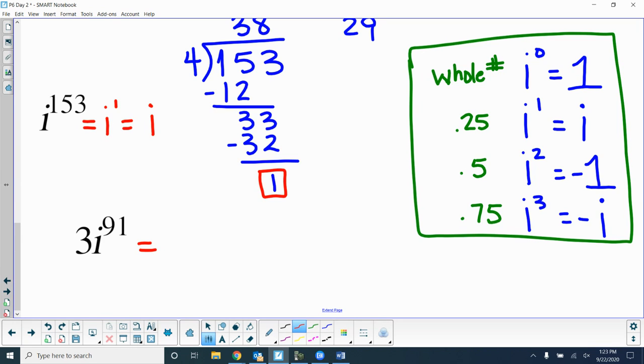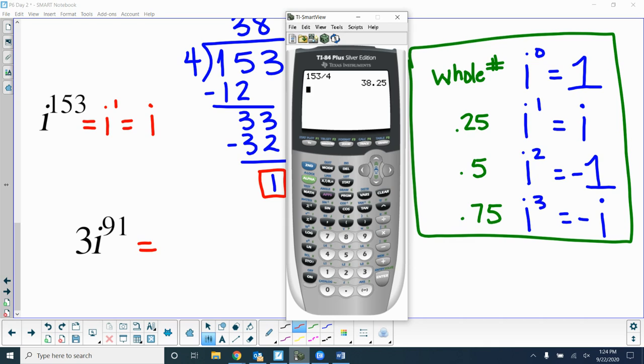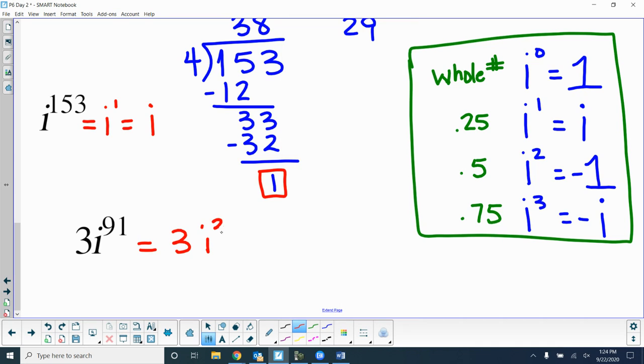remember? Now, the 3 is still part of the answer, so times 3. Okay, you should have gotten negative 3i. So if you go to my calculator, there it is, and take 91. Remember, we always divide by 4, because there's 4 possible answers. That's why we're using the 4. And I get what decimal? 0.75, which means this is the same as 3i to the third, which is the same as 3 times negative i, right? i to the third is negative i, so my answer is negative 3i.